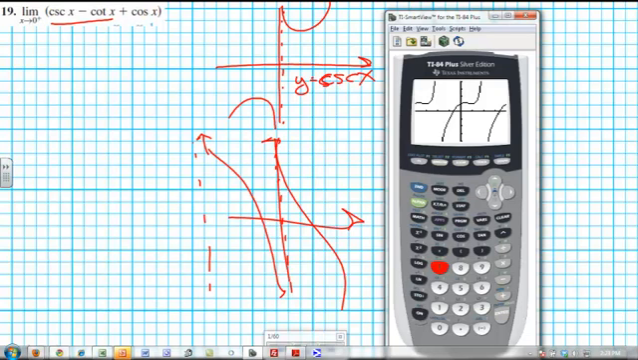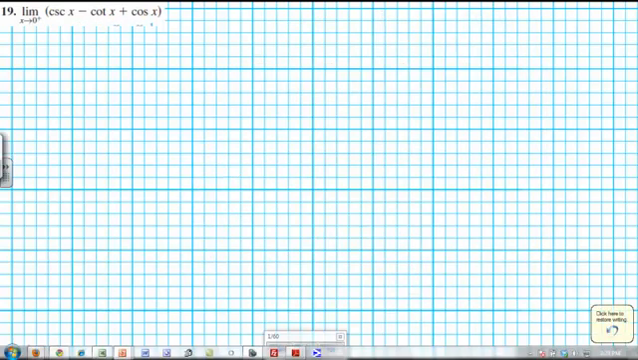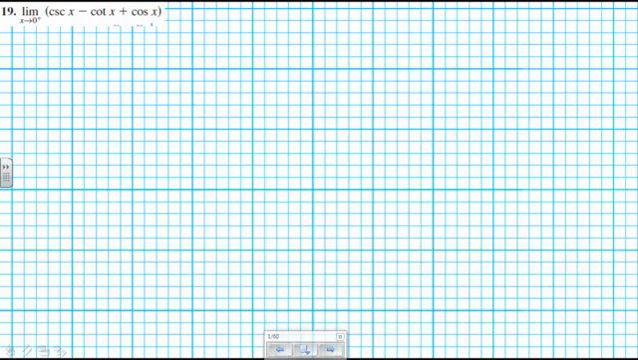So let's see if we can attack it using L'Hopital's rule, and hopefully something will come of it. All right, so L'Hopital's rule. L'Hopital needs something in the form 0 over 0 or infinity over infinity to be used, and we don't have that yet. But maybe we can massage it and make it happen.